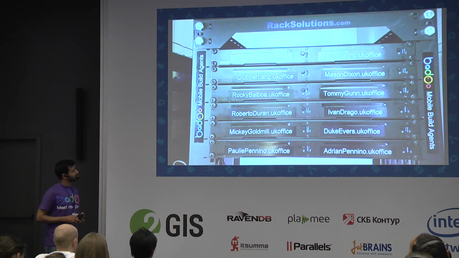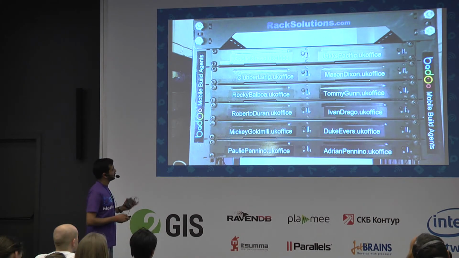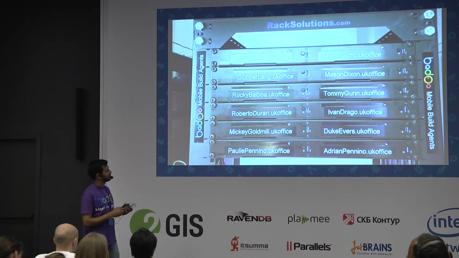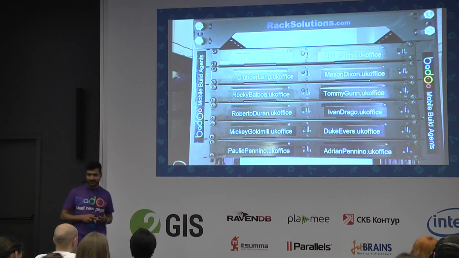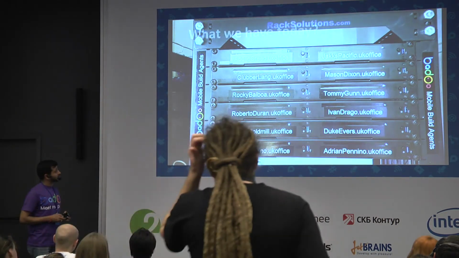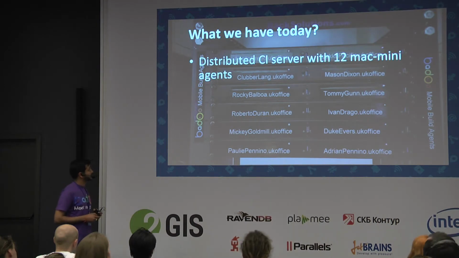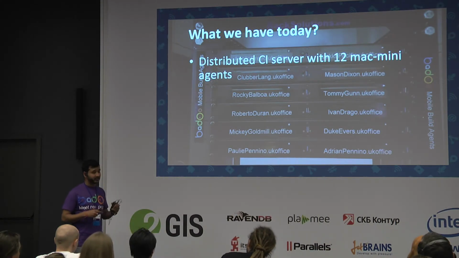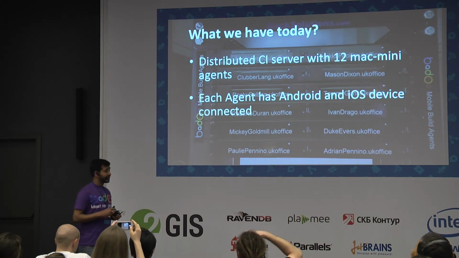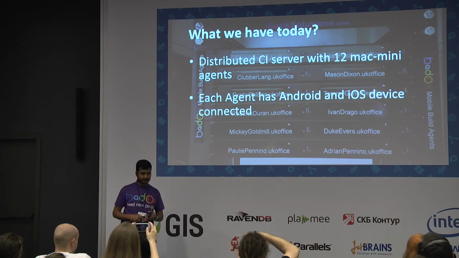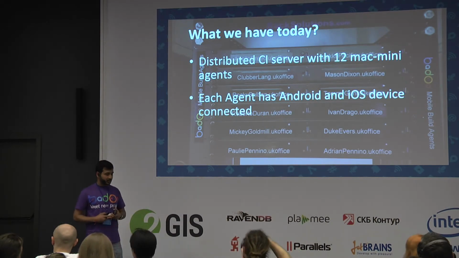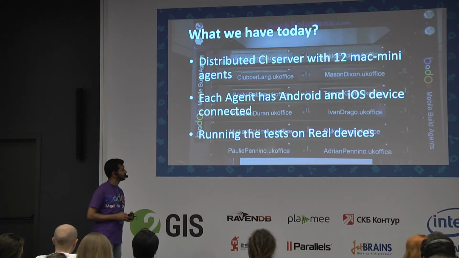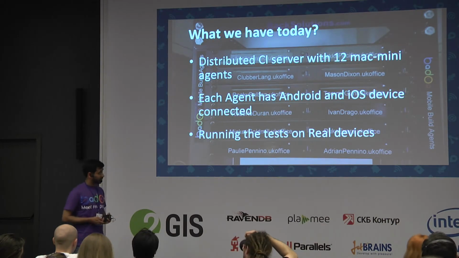But what we have today is this beautiful rack with all our build agents. These are all Mac minis. We named them after Rocky Balboa, one of the characters from Rocky. It's a distributed CI server with 12 Mac mini agents so far. Every request is distributed to the Macs, and each agent is connected to Android and iOS devices. We don't run on emulators because we found them not stable. So we prefer running the tests on real devices.